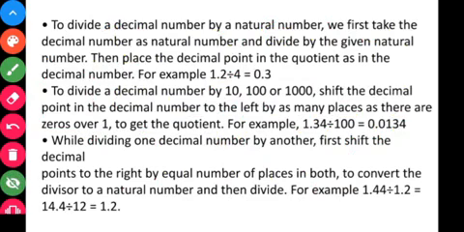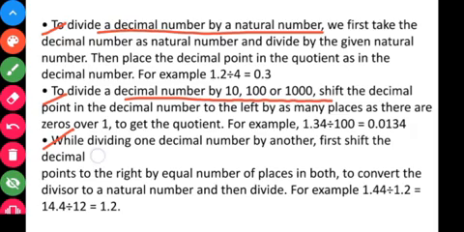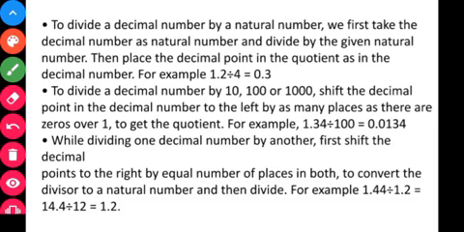Now third point. So we learned how to divide a decimal by a natural number and how to divide a decimal by 10, 100 or 1000. Now third point: how to divide a decimal by another decimal. When one decimal is divided by another decimal, we will convert the divisor into a natural number by shifting the decimals of both, as many places as needed for the divisor.